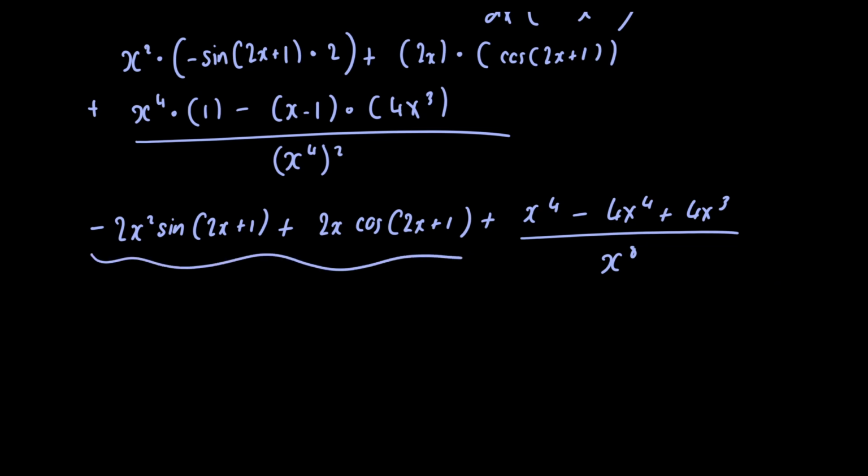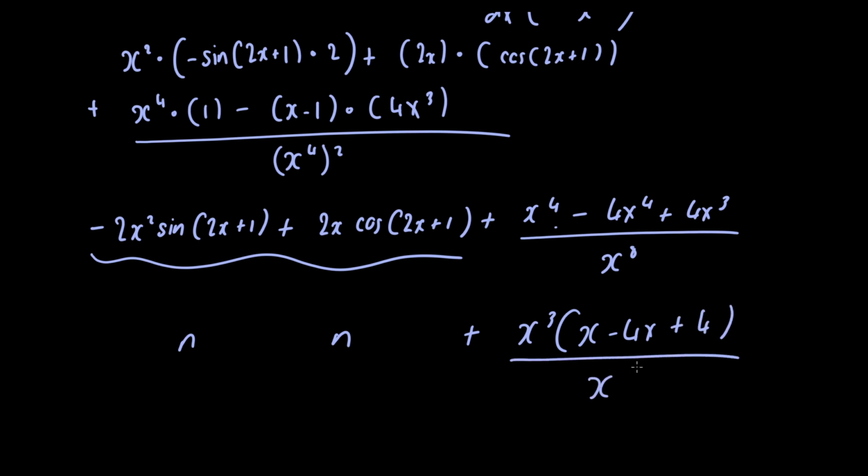We can't really simplify this part of our function, but what we can do right here is factor out an x cubed. So let's go ahead and do that. I'll just use these arrows to indicate that we have the same thing as above, plus x cubed times x minus 4x plus 4, divided by x raised to 8.